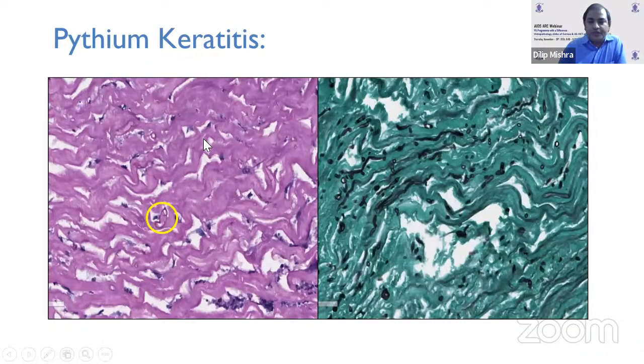If you compare with the previous image on PAS stain, Pythium is not PAS positive. It is very faintly PAS positive, whereas fungal filaments are strongly PAS positive. So in this image, you can see very faint hyphae-like structures. And on GMS, you can see that they are aseptate, long ribbon-like structures, and they stain very faintly. On the basis of this, I diagnose Pythium keratitis.